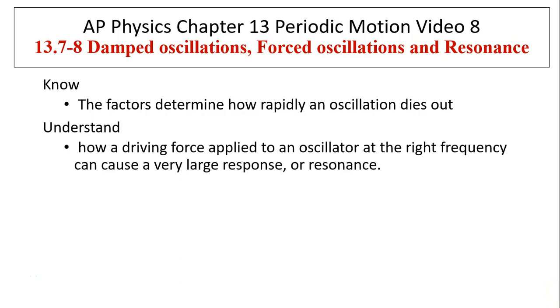This is AP Physics Chapter 13, Periodic Motion, Video 8. Today's topics are damped oscillations, forced oscillations, and resonance. The objectives are: know the factors that determine how rapidly an oscillation dies out. Understand how a driving force applied to an oscillator at the right frequency can cause a very large response, or resonance.